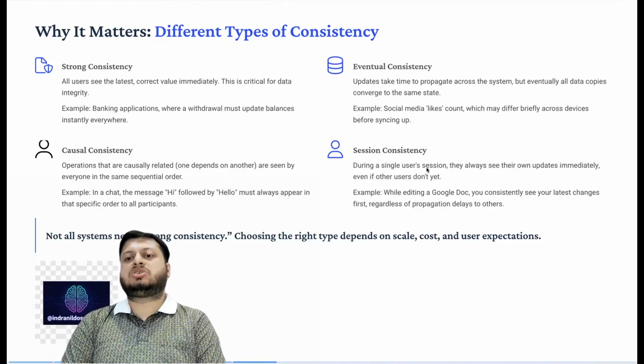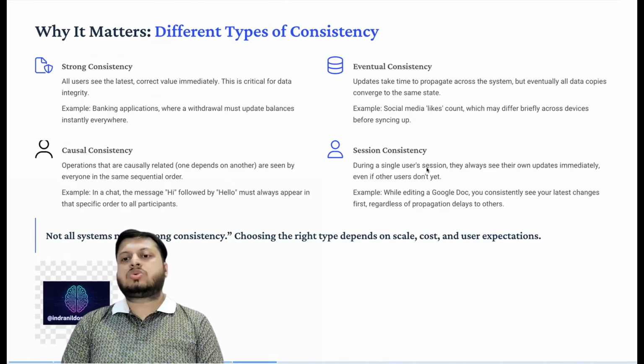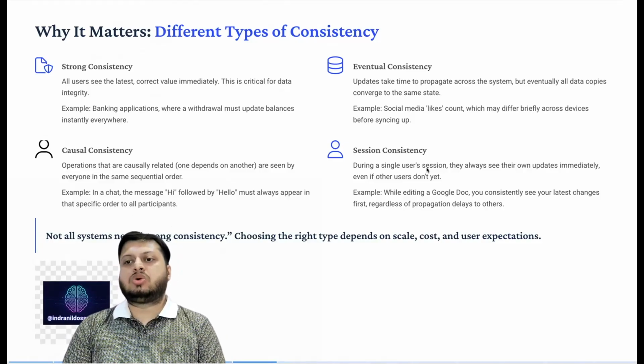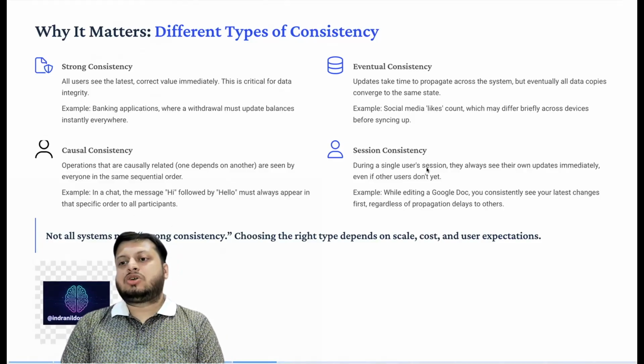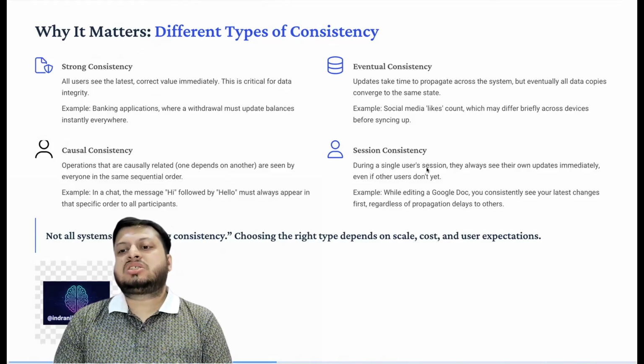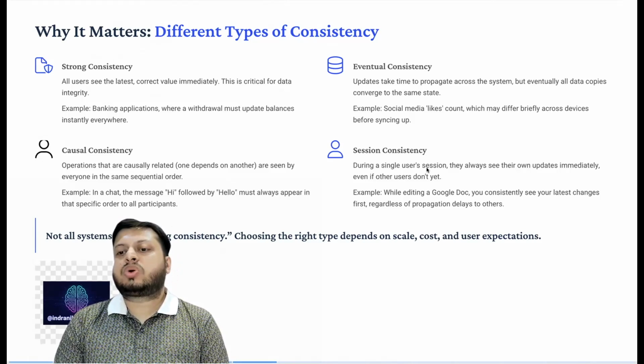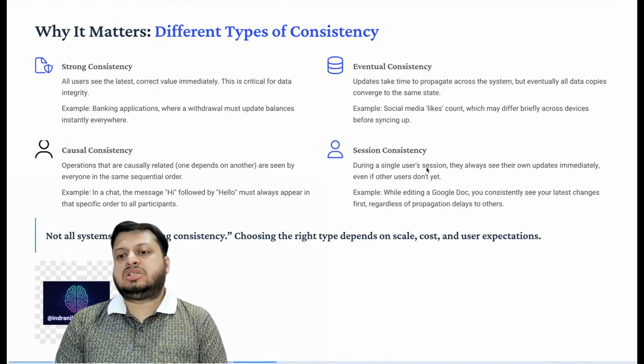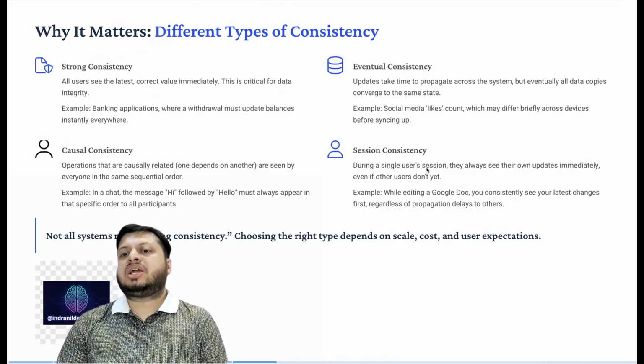Next comes session consistency. Okay, so what does that mean? While editing, let's say a Google Doc, collaboration in Google Docs is very common. You consistently see your latest changes first, regardless of propagation delay to others. So let's say you do some edit, you will see your latest changes instantaneously, and then they would be gradually propagated to others. Okay, so that's called session consistency.